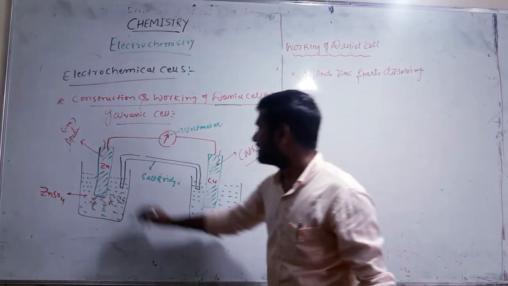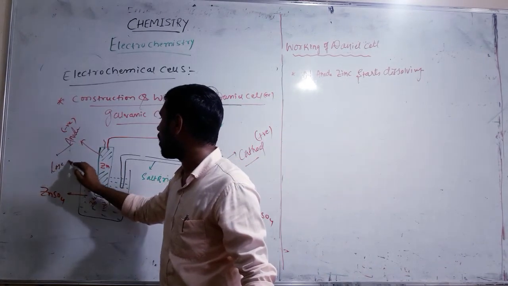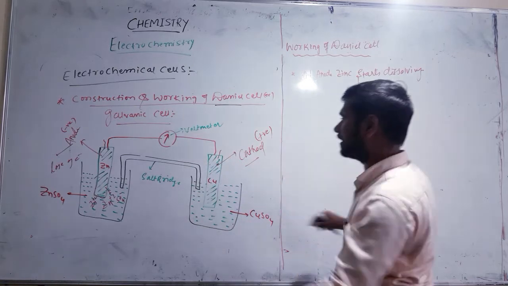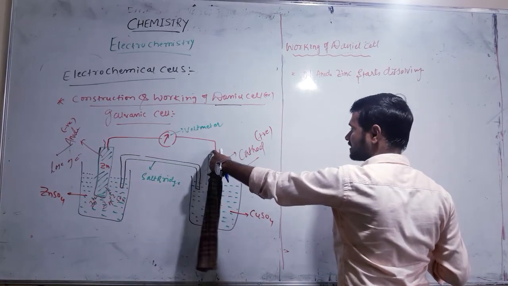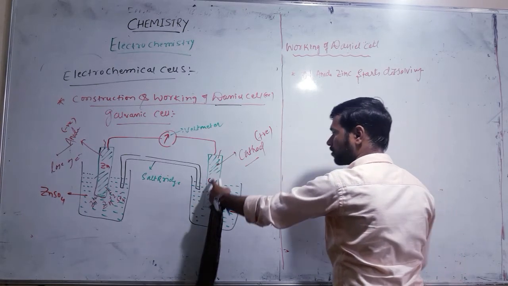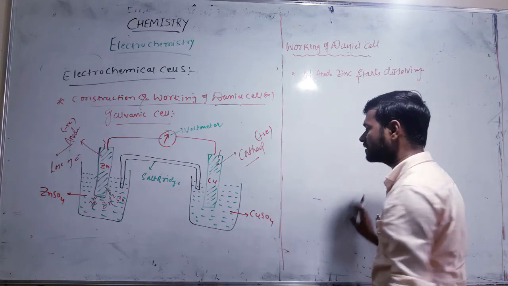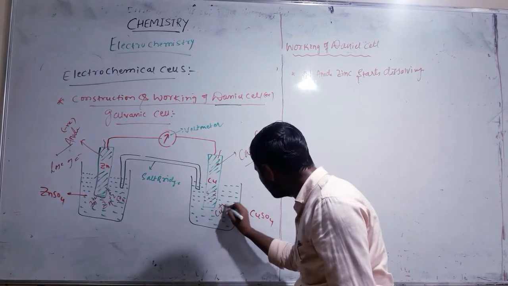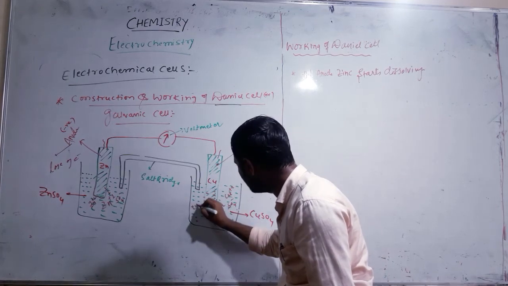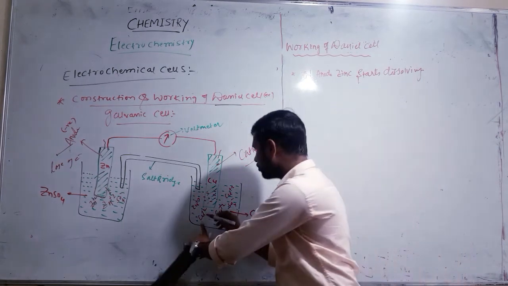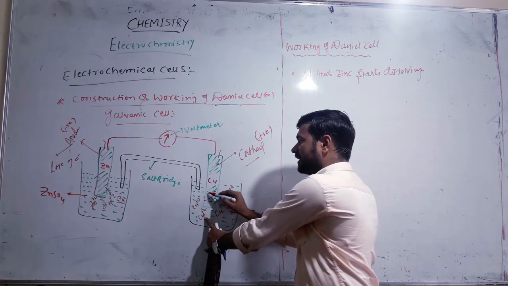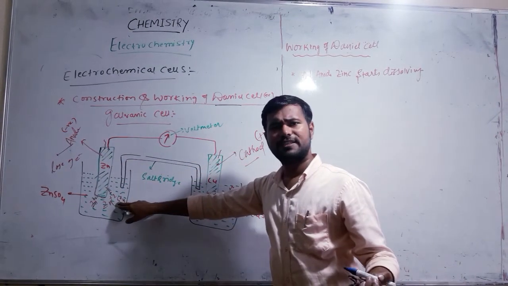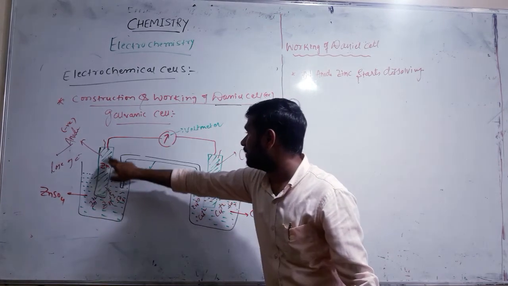Simultaneously, what happens? This is the loss of electrons, because anode means loss of electrons. Whenever electrons are lost, these electrons pass through the voltmeter, come across, and settle at the cathode. The electrons come towards the copper cathode. Whenever these electrons accumulate here, the solution has Cu plus 2 ions and SO4 minus. The electrons lost from zinc are gained here, because Zn plus 2 means losing of electrons. These electrons come from here to here.